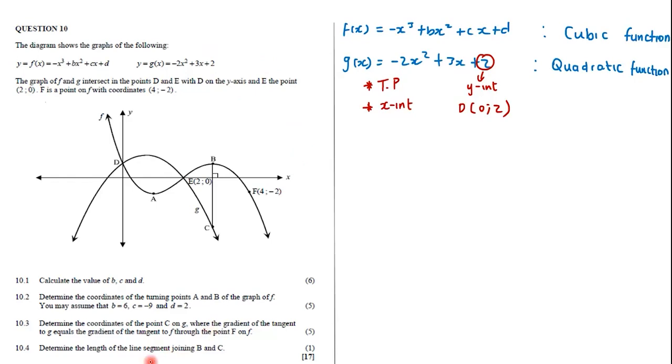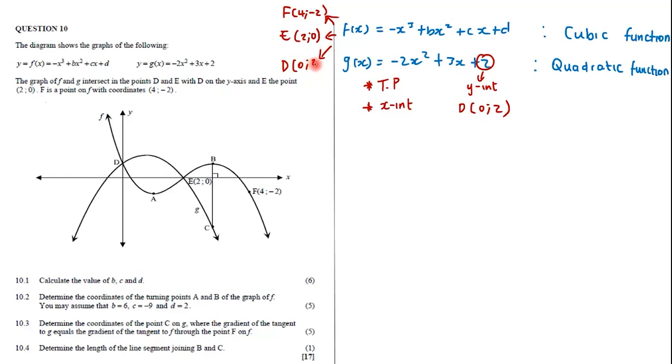Then out here, what else are we given? We're also given that F, the point (4; -2), is on the function f. So I know that in that equation I have the point (4; -2), and also I can see E is also on f, which means I have E, which is (2; 0), and also I have D there, which is the y-intercept. So this tells me that f also has D, which is (0; 2).